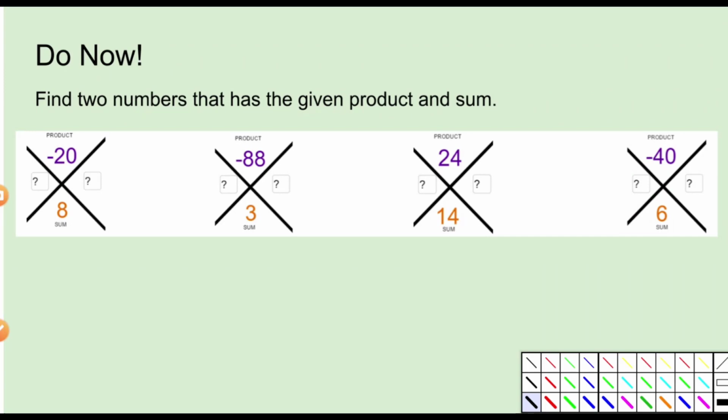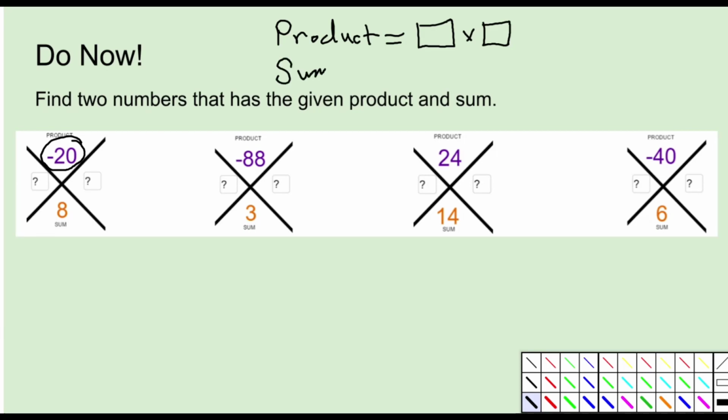Find two numbers that have the given product and sum. Now remember, product means that we're going to be multiplying two numbers together. So there should be two numbers that we multiply together, and that will give you a product. So when you're looking at these, it's like, what two numbers multiply to give me negative 20? That's what this first one means right here. And sum means we're just going to add two numbers to get a sum. So your job in this first problem is to think about what two numbers multiply to give me negative 20, but also add up to give me 8.